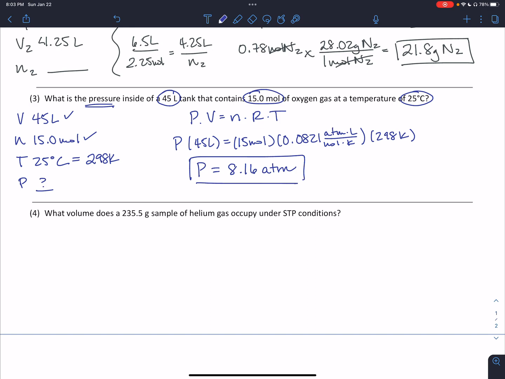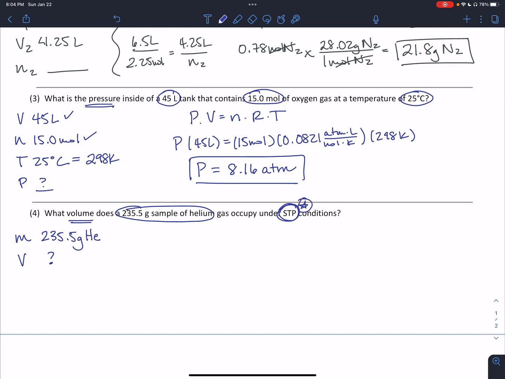All right, now I'm going to come down to number 4. What volume does a 235-gram sample of helium gas occupy under STP conditions? All right, so we're looking for volume. We've got a mass of 235.5 grams, and the compound is helium. We don't know the volume, and that seems like all we've got, and we don't really have a law that's just mass and volume. So there must be more information here. Oh, there it is, STP.